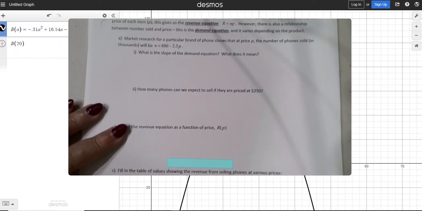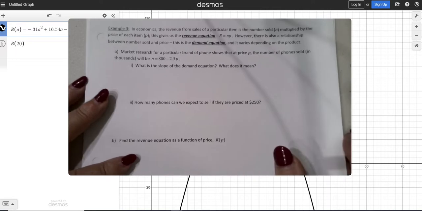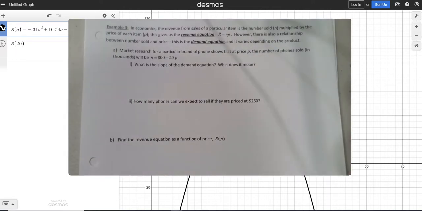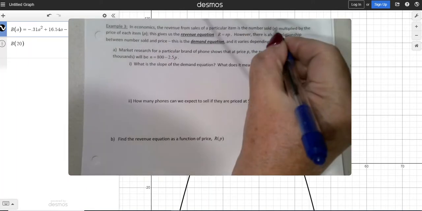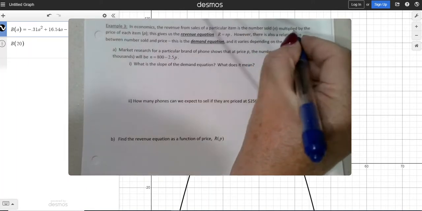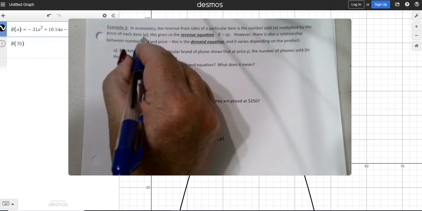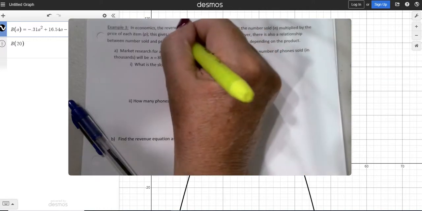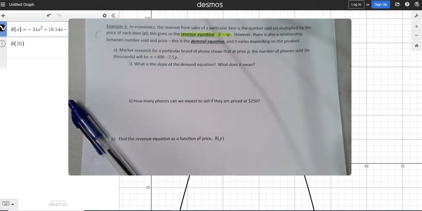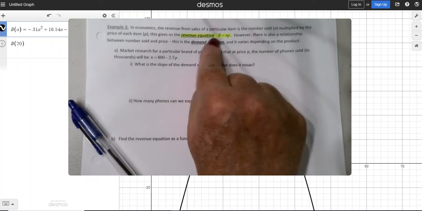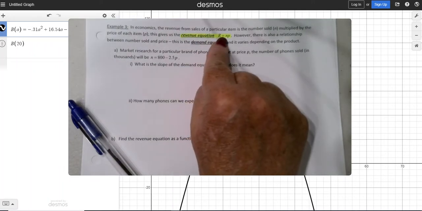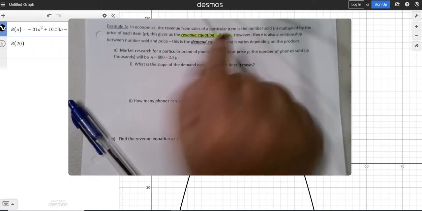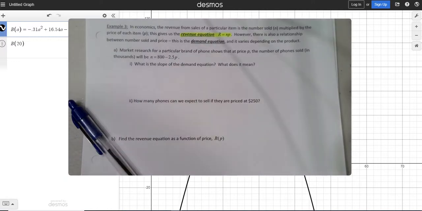So in example 3, we're talking about a problem in economics. It says the revenue from the sales of a particular item is the number sold, N, multiplied by the price of each item, P. And that gives us this revenue equation, R equals N times P. Hopefully that seems pretty logical, right? Your revenue, or how much money you take in, is how many do you sell times the price for each one.